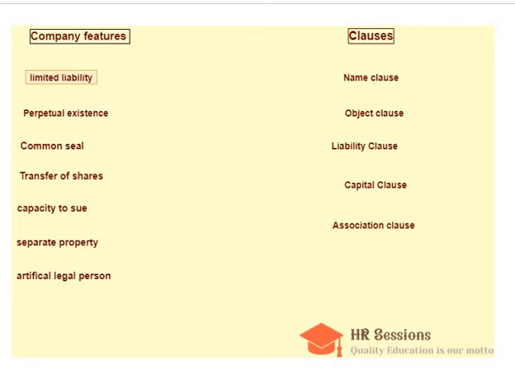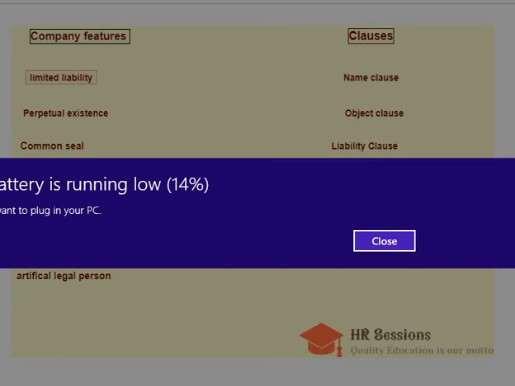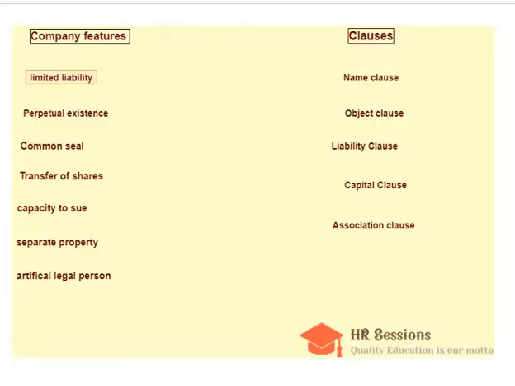Then the company has a separate legal entity, which means it becomes impersonalized. It is different from its members. It has the capacity to sue and can be sued by the members. It is also a separate property.